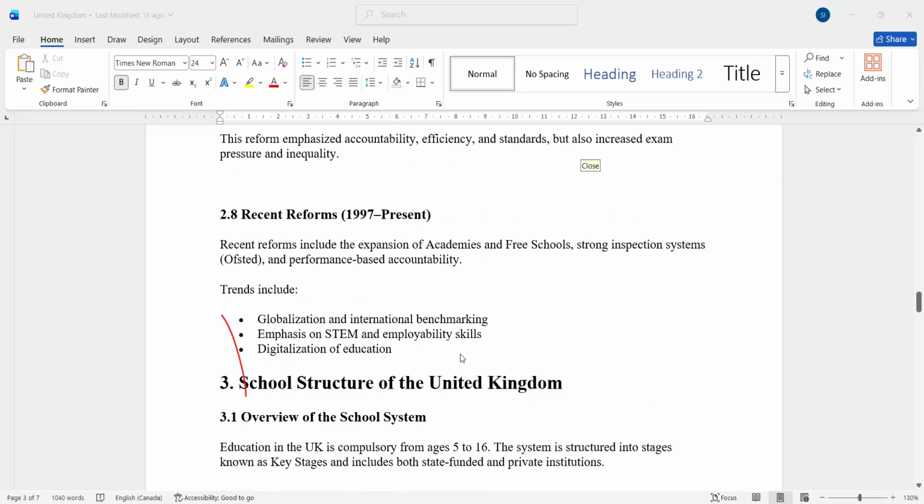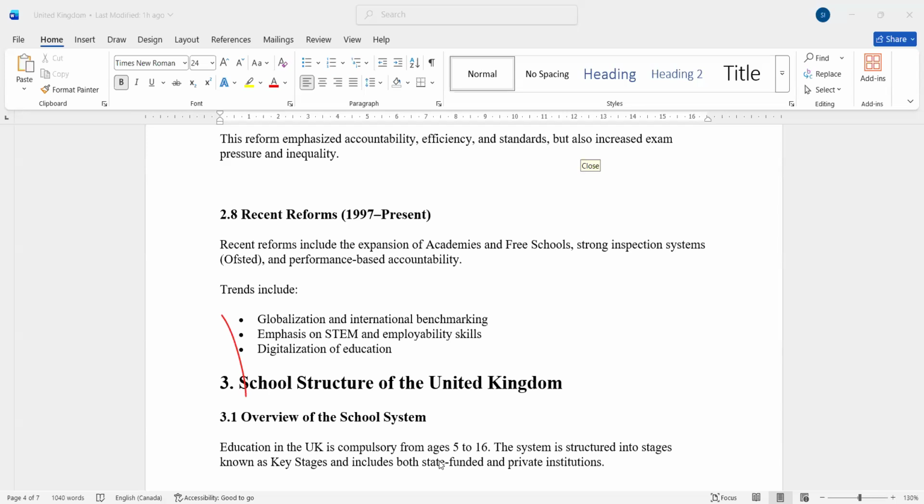And recent reforms, 1971 to present, include the expansion of academies and free schools, a strong inspection system, and performance-based accountability. So trends include globalization and international benchmarking, where we have to go, comparing with others. They are expecting some level. IELTS means some universities need this much of a score, a benchmark.